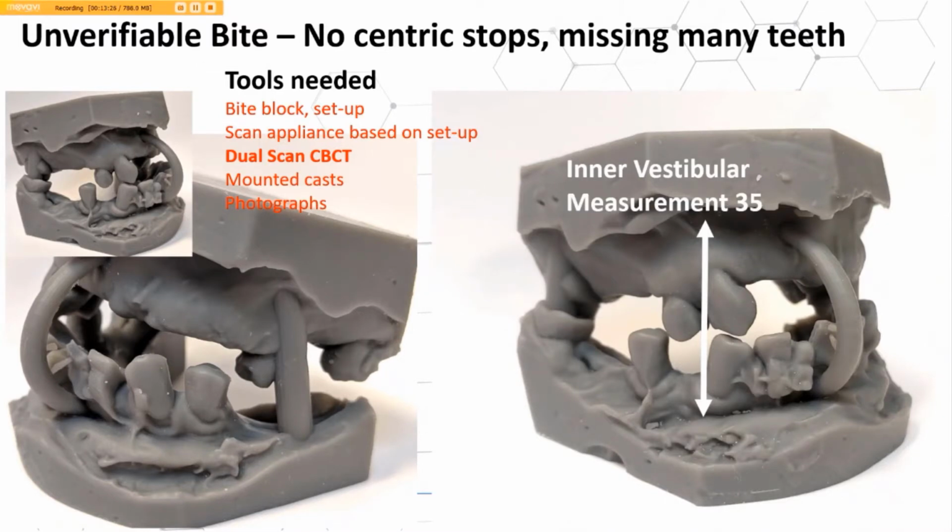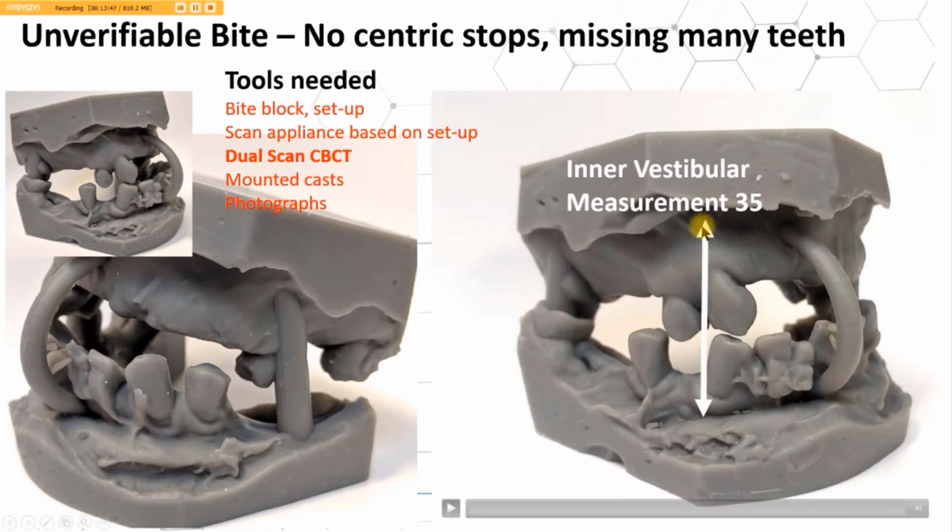As mentioned before, there is another method for verifying a patient's vertical. Now, in this case, the patient has no centric stops. This would be a case where there would be bite blocks, a setup, confirm and set the ideal bite, and then turn that into a scan appliance, do a dual scan.